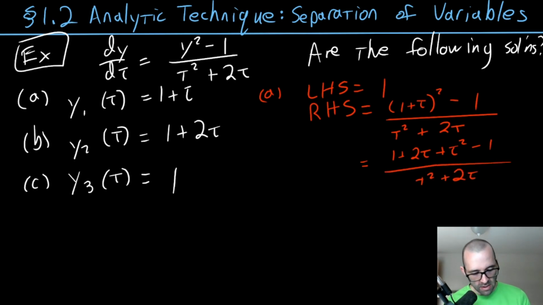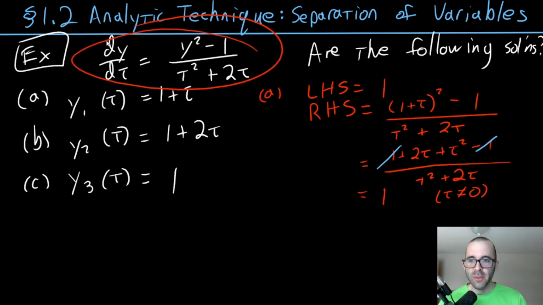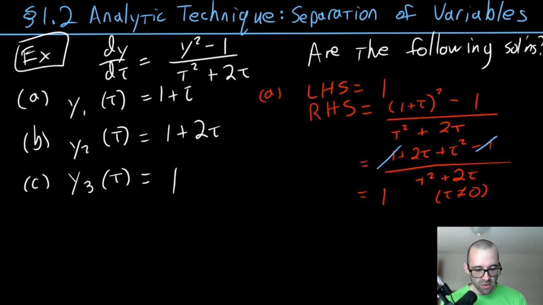You're going to see something really interesting. We have a plus 1, we have a minus 1, and essentially the same thing that's on the top is on the bottom. So as long as t is not equal to 0, this is also equal to 1. This is equal to 1 as long as t is not equal to 0. And if t equals 0, then the original differential equation is not even defined in the first place. So this solution is true for everything where t is not equal to 0.